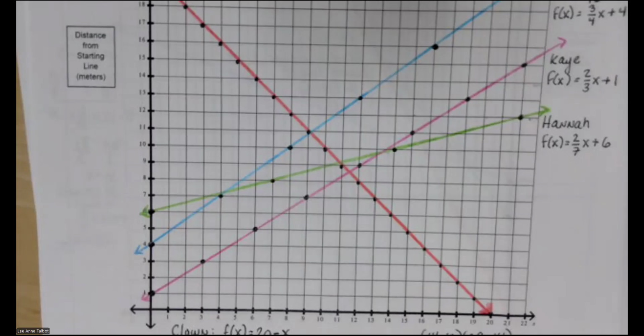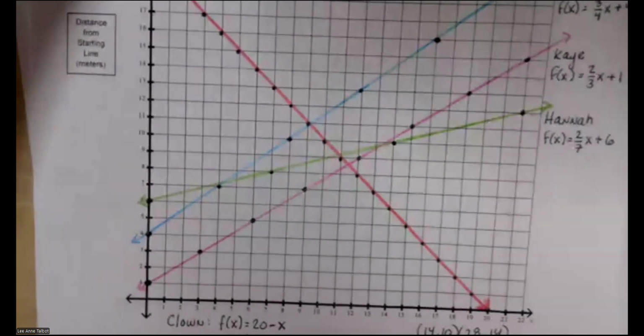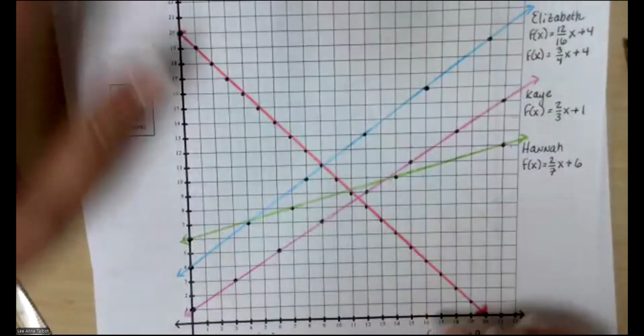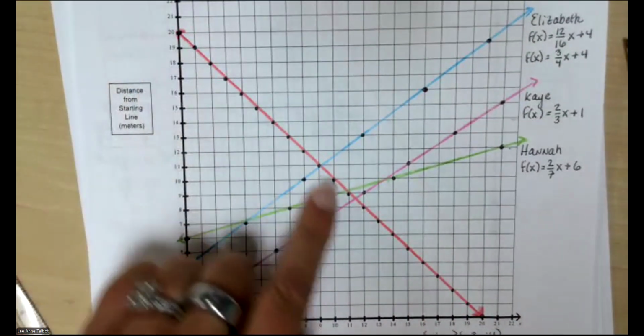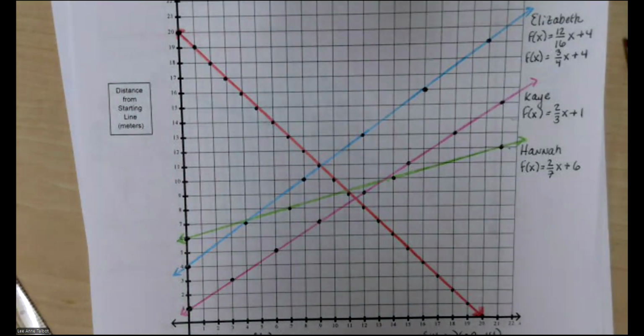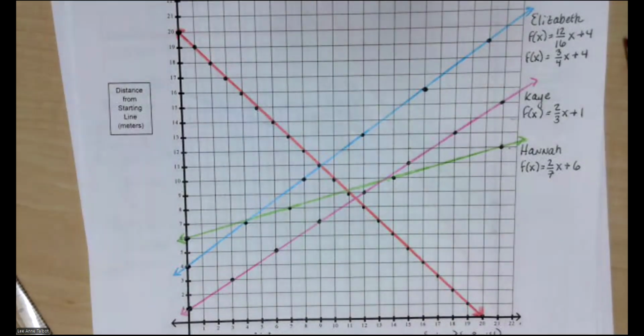Okay, so here's the question. Can anybody tell us what the clown did? What did he do? What was his drive? True. His drive was a tricycle. What's happening here? So he started at the finish line and rode backwards toward the starting line, which is kind of hilarious. So this is the finish line at 20, and he rode backwards toward the starting line. Good stuff.